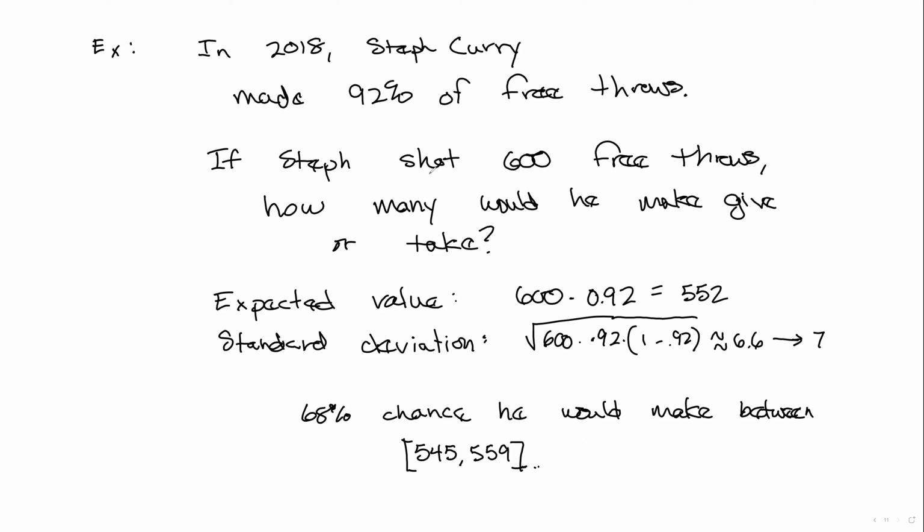And so that's how you could use the expected value and standard deviation. You could break that out as a party trick, right? I'm sure you'd be really popular at the party. Someone says, Steph made 92% of his free throws. How many would he make, give or take, out of 600 shots? You could break out a piece of paper and say, he would make around 545 to 559. And then everyone would say, you are brilliant. You are amazing. When they're done laughing at you.